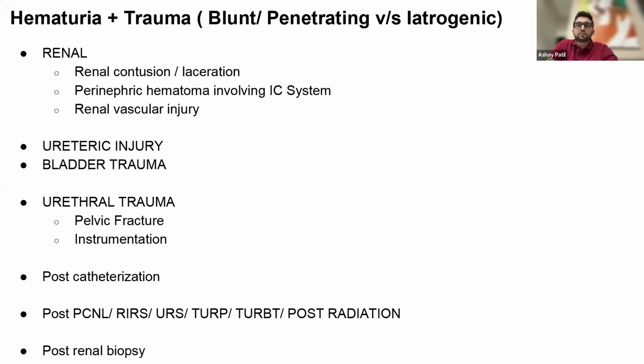So what type of Foley's do you put if there is active bleeding? Sir, a three-way, 22 French generally, 22 to 24 French catheter. Three-way. Always better to keep, because we have seen in a couple of cases that there may be clot retention, you know. Then wait, and if the patient is improving, well and good. Otherwise, you might have to go again.